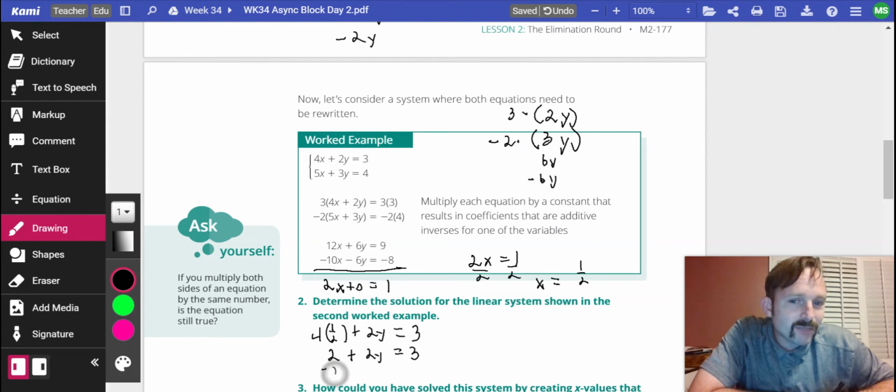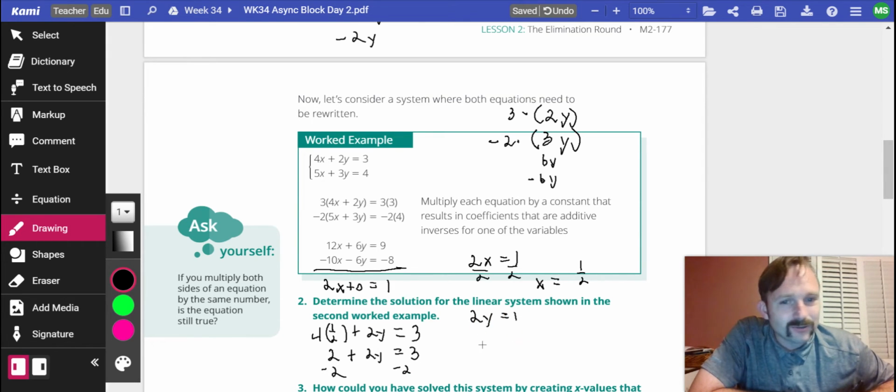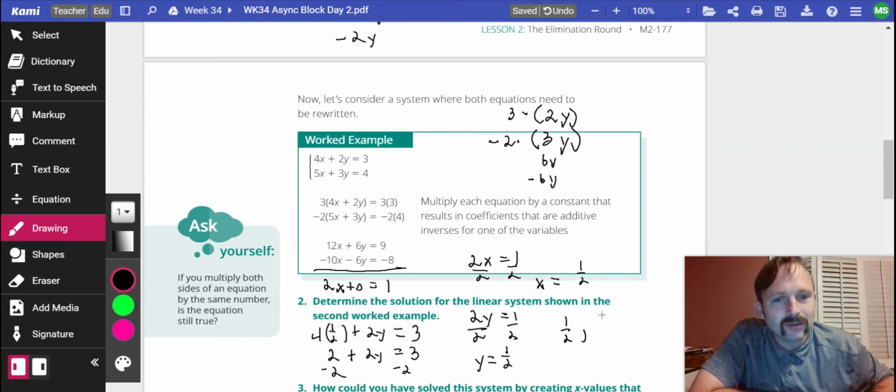So if we subtract by 2 on both sides, we'll slowly solve for y. 2y is equal to 1. Hey, this looks like that 2x equals 1. And we're going to see that y is equal to 1/2. So the solution for this equation is going to be 1/2, 1/2.